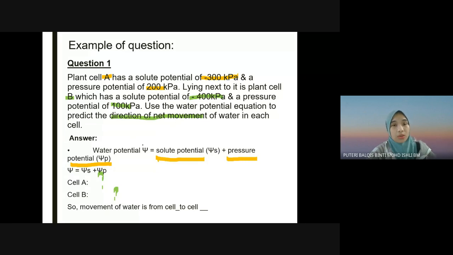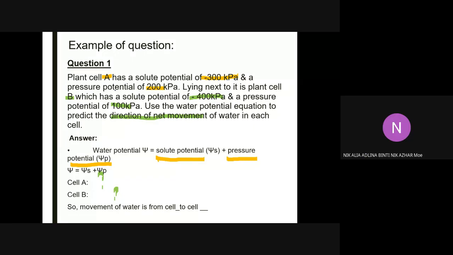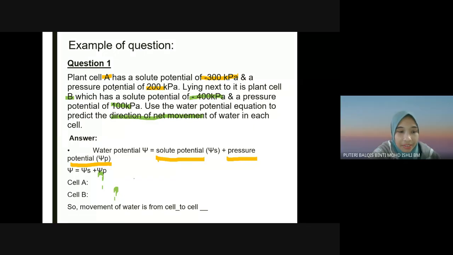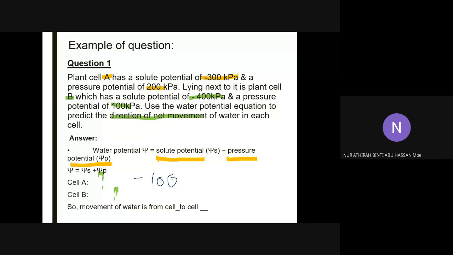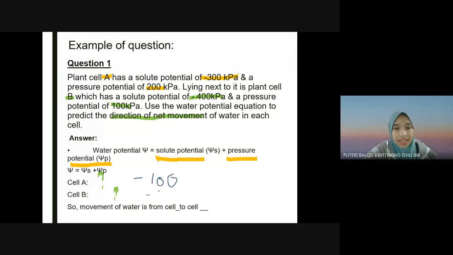Kira water potential, kan nak kira water potential, solute potential plus pressure potential. So solute potential dah bagi, pressure potential pun dah bagi. So apa water potential untuk cell A? Negative 100. Negative 100, thank you Alia, very good. Plant cell B? Negative 300. Negative 300, okay.